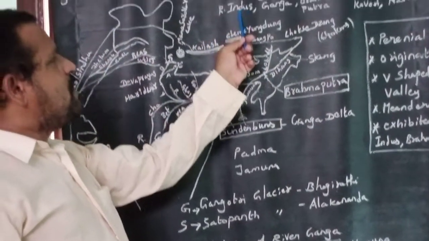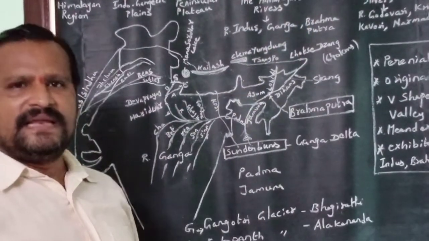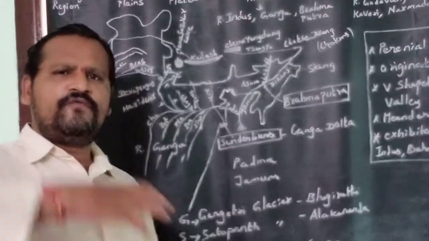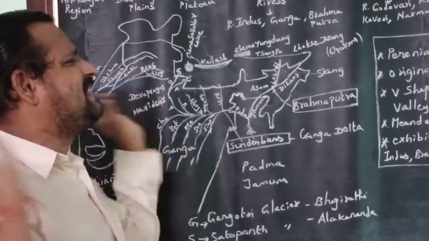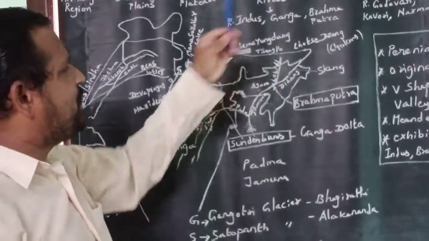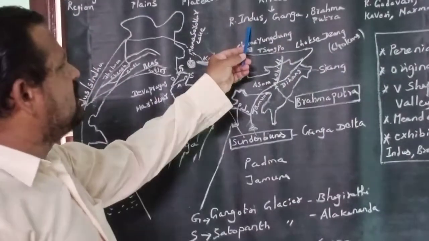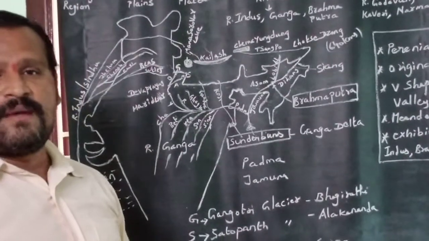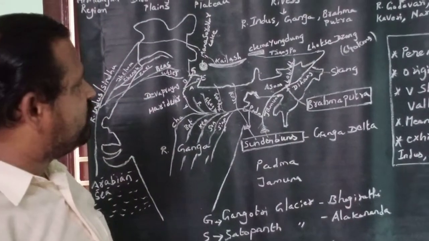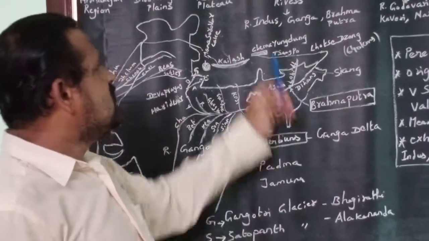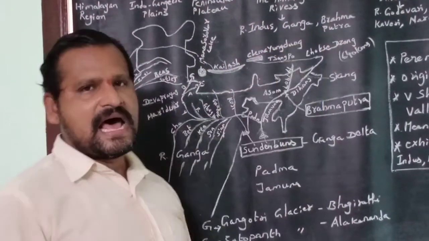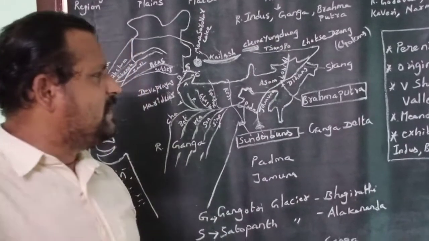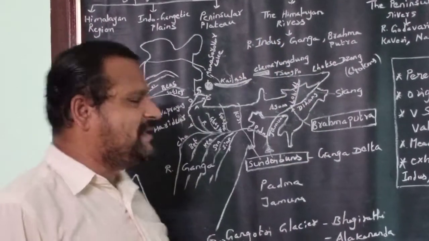Okay, these Himalayan rivers are perennial rivers. Perennial river means the water in Indus river, Ganga river, Brahmaputra river flows throughout the year. They never dry up. Why are these rivers perennial? Because these rivers like Indus, Ganga, Brahmaputra get water from melting snow and heavy rainfall. Because of this reason, the water in river Indus, Ganga, Brahmaputra flows throughout the year. These Himalayan rivers have meanders.